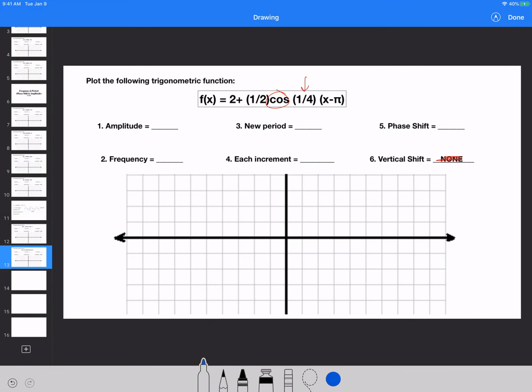Let's take a look at the cosine graph, and I would like you to try this on your own this time. Pause the video and play it again once you have the answers.